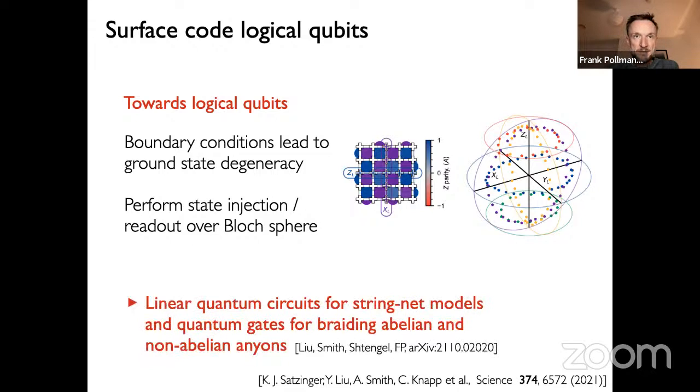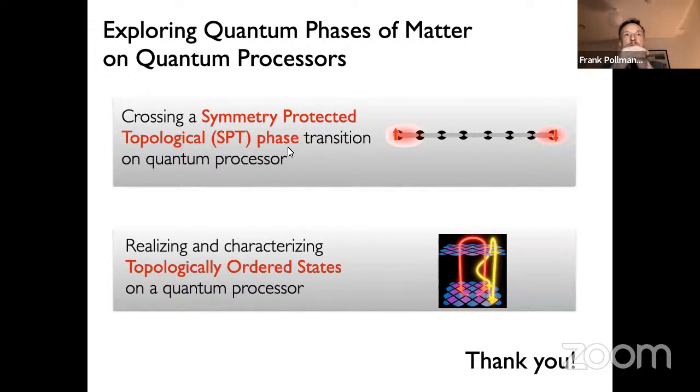So let me now conclude. What I wanted to discuss is basically how we can use near-term and current quantum devices for studying questions that are relevant for understanding quantum matter. The concrete examples that I discussed: first, I showed how we can simulate on a quantum computer the phase transition between different symmetry protected topological phases. And the second part, I demonstrated how we can analyze certain characteristic properties of topologically ordered states on a quantum processor.